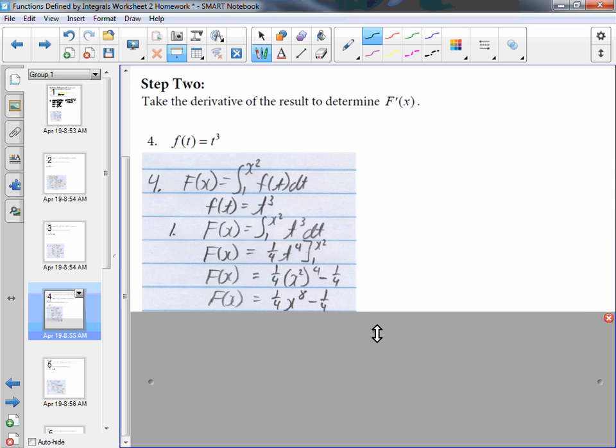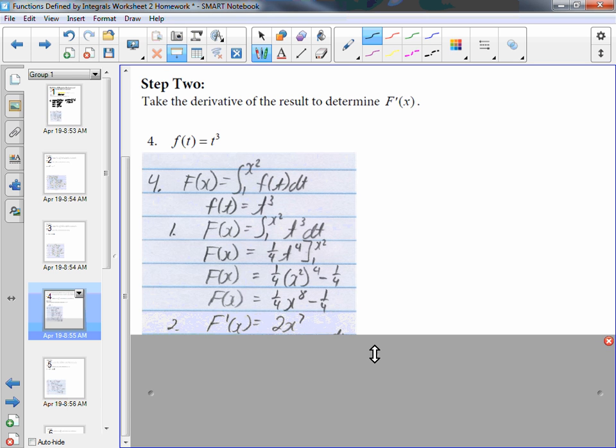All right, that's step 1. We've written capital F of x without the integral in it. Step 2, take the derivative to find capital F prime of x. Well, power rule, 8 times 1/4 is 2, x, subtract 1 from the exponent, so now it's an x to the 7th. The derivative of negative 1/4 is 0. Oh, that's it, isn't it? That's our answer. 2x to the 7th.